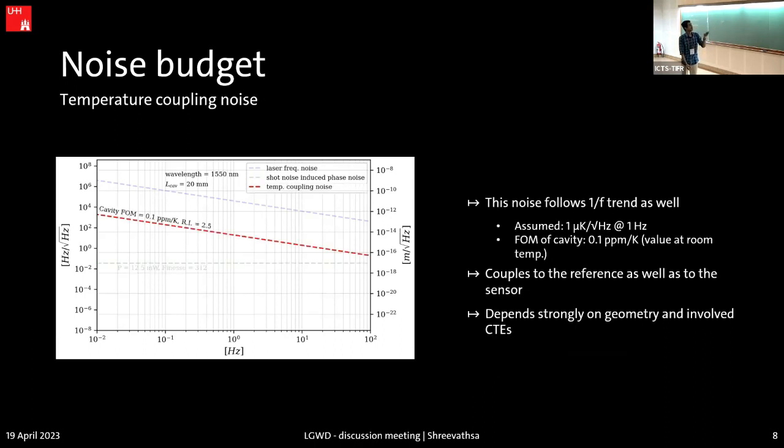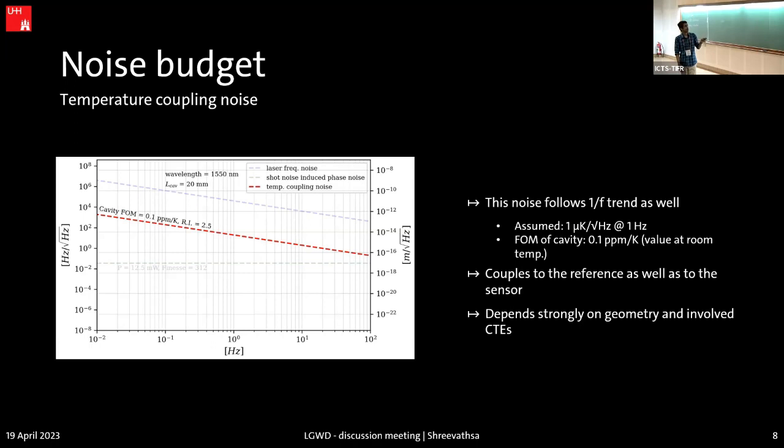Then temperature coupling noise. So you have a reference cavity. All the noises in the temperature noise itself can couple through the cavity, change the length of the cavity, and cause noise again. It also has a 1/f trend, but I assumed some reasonable temperature noise of 1 microkelvin per square root of hertz. And this value, how the temperature noise gets coupled into the cavity by multiplying it with the figure of merit, is taken at room temperature for my current measurements in the lab.